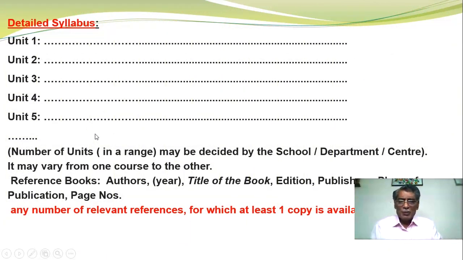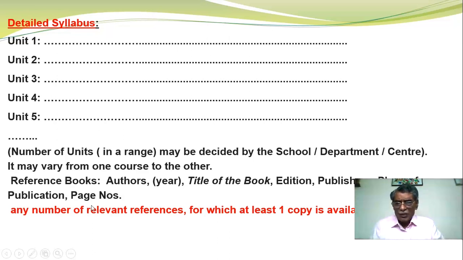Number of units may be decided by the school or department or center. It may vary also from one course to the other. There should not be a rigid thing, only 4 units, only 5 units. That is wrong. It may vary. The department can consider a range of units, right? It must be left to the course teacher.